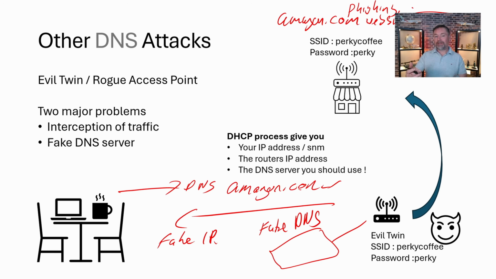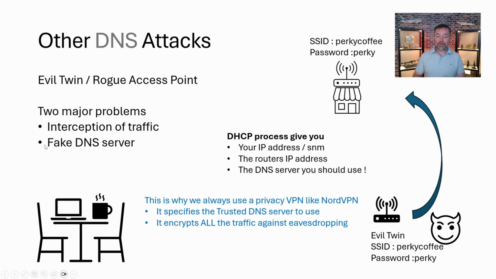So although they're not technically a DNS attack, DNS can be an attack vector as part of an evil twin or a rogue access point. That is why we always use a privacy VPN like NordVPN if we're at a coffee shop, an airport, or a hotel.